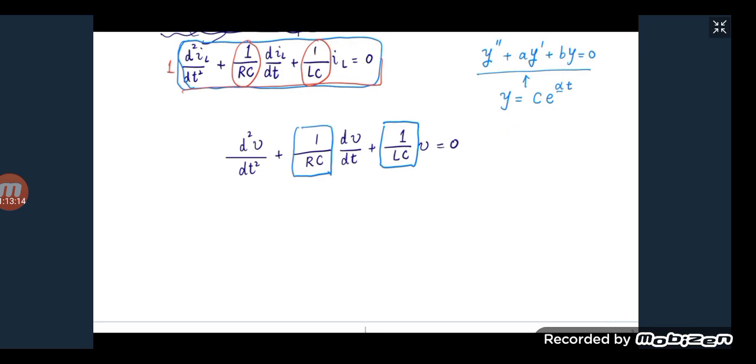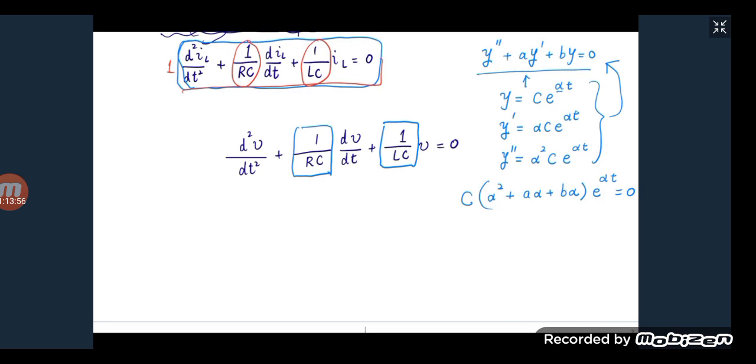Let me give a bit of detail. y prime will be alpha c e to the alpha t, and y double prime will be alpha squared c e to the alpha t. We put the three into the original equation, and we can find that alpha squared plus a alpha plus b is 0, and there is a c here.